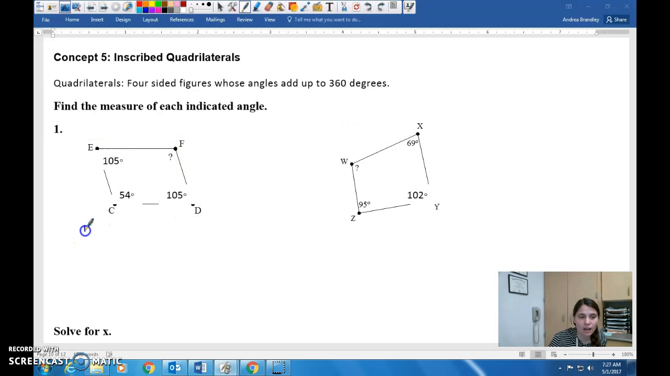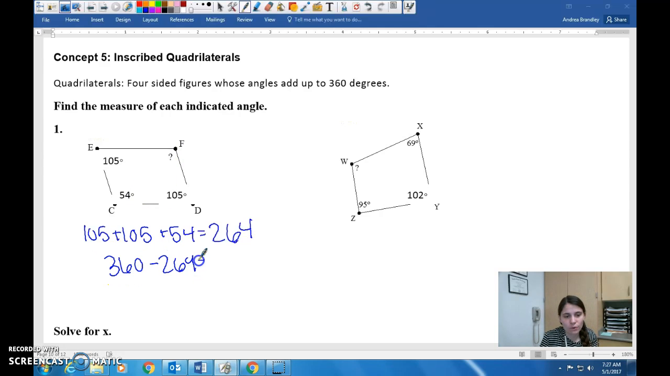So if I add these up, 105 plus 105 plus 54, then I end up with 210 plus 54 is 264. So all the other angles add to 264 degrees. To figure out this last angle, I can just do 360 minus 264, which is 96. So this question mark angle right here is 96 degrees.